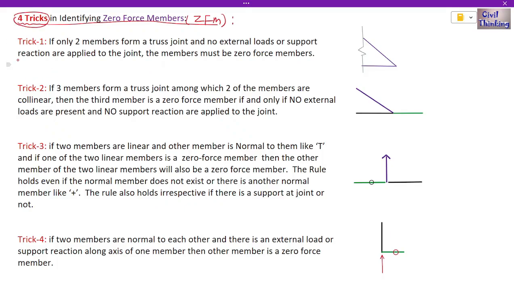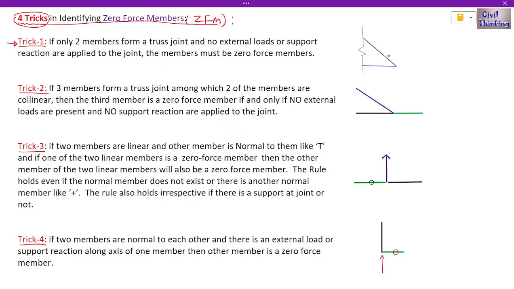This is written here: trick 1, trick 2, trick 3, and trick 4. This is trick 1, this is trick 2, this is trick 3, and this is trick 4. Now let's talk one by one about these tricks.